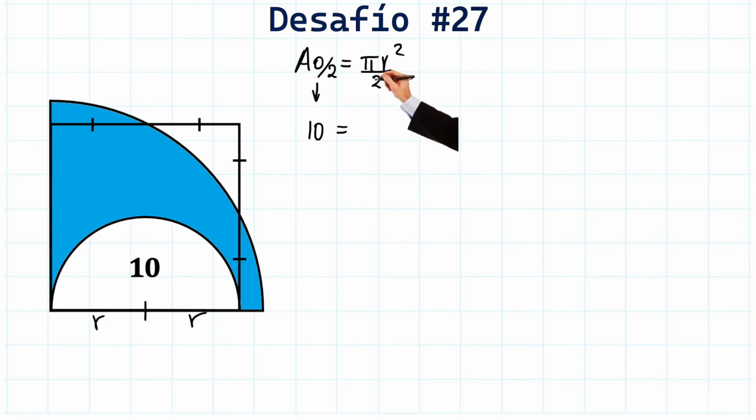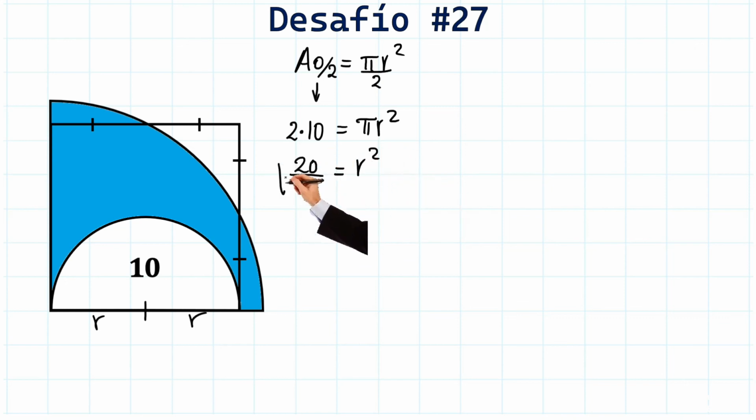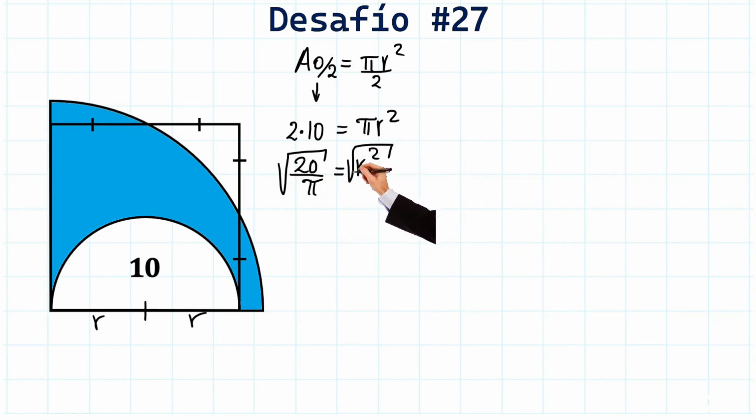We are going to move this 2 to multiply here. It remains like this, and on the right side, we will only have pi times the radius squared. Now we are going to move the pi to divide, and we get 2 times 10, which gives us 20 over pi, and on the right side, we will have r squared. Applying the square root on both sides of the equation, we are not going to apply the properties of absolute values because we only want the positive part. So, simplifying here using index and exponent, we have found that the radius of this semicircle is equal to the square root of 20 over pi.